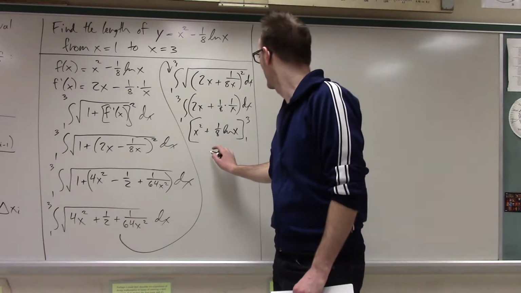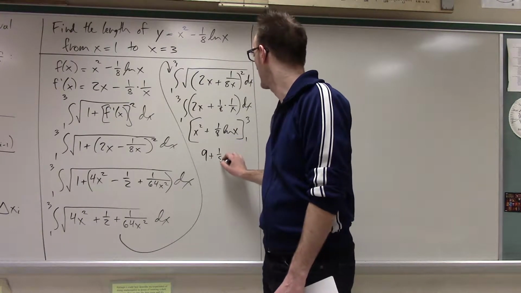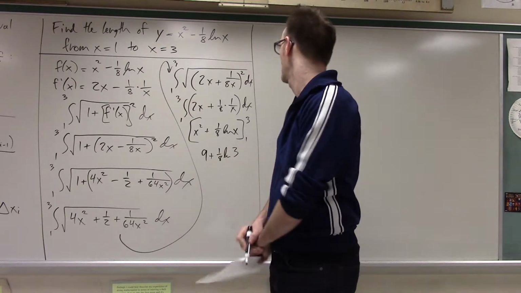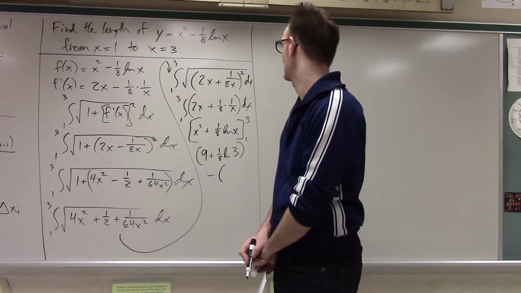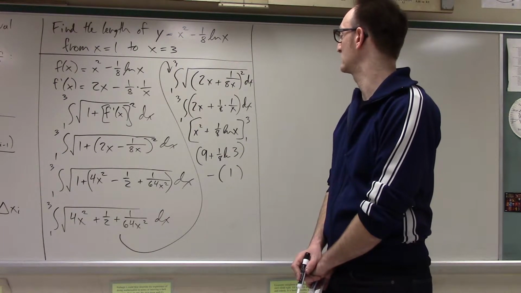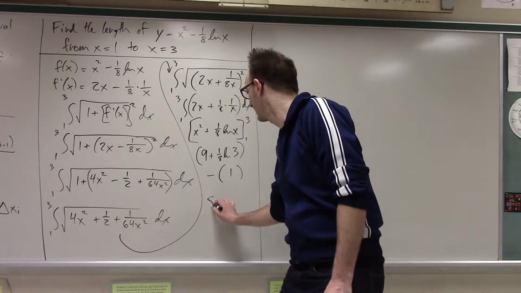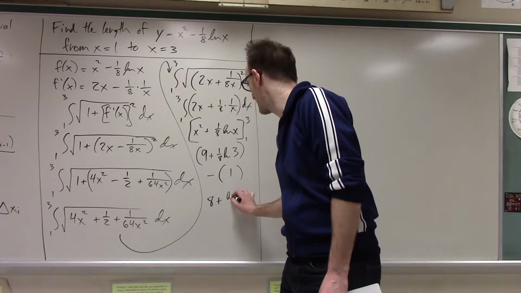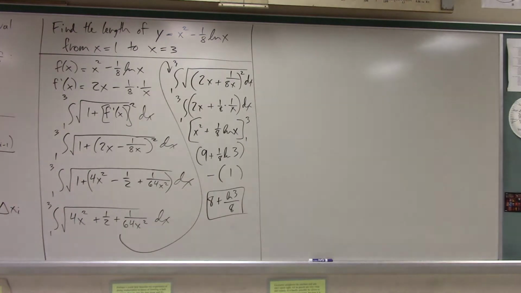So what do we get? We get 9 plus 1/8 ln 3 minus 1, because ln 1 is 0. I'm going to do this later and find it's all wrong, but I think currently the answer is 8 plus ln 3 over 8. Really hope that's right. If it's wrong, it's because I did something dumb. Good. Let's do one more.